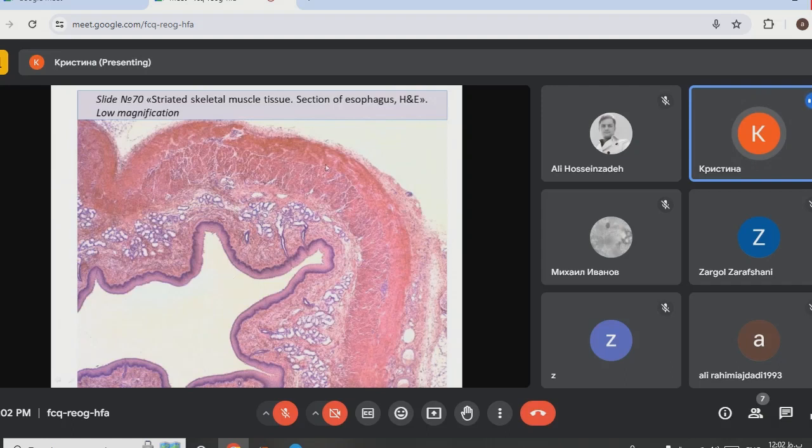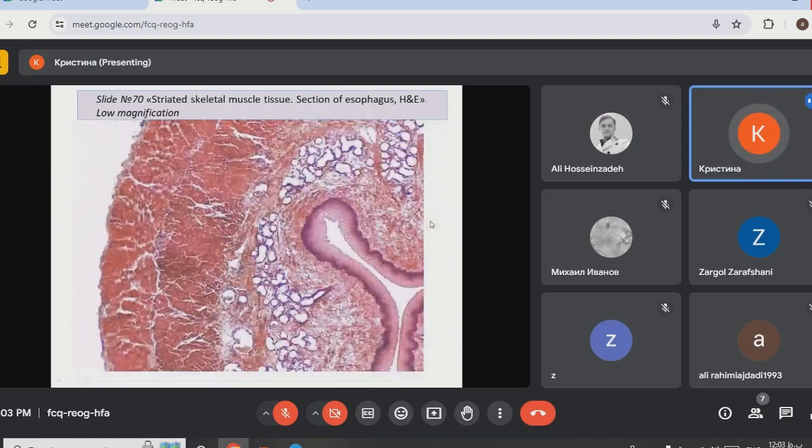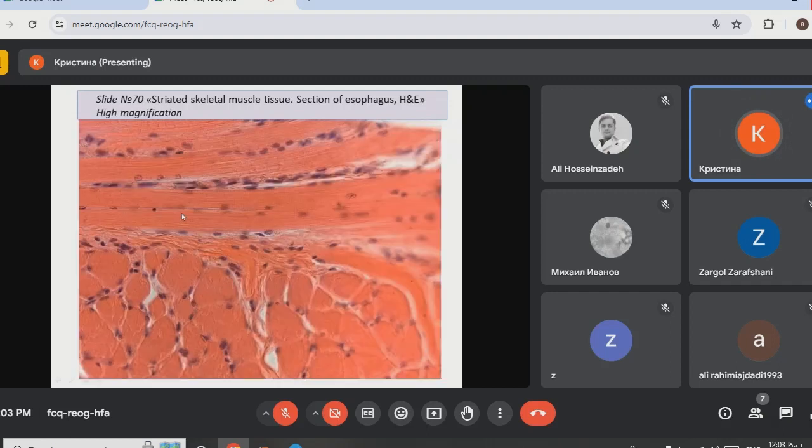And finally, we have here muscle tissue, which lies here in two layers, inner layer and outer layer. This is at low magnification. So here is the epithelium, connective tissue, glandular epithelium, mucous glands, and here muscle tissue, two layers, inner layer and outer layer. At high magnification, this is what we see.